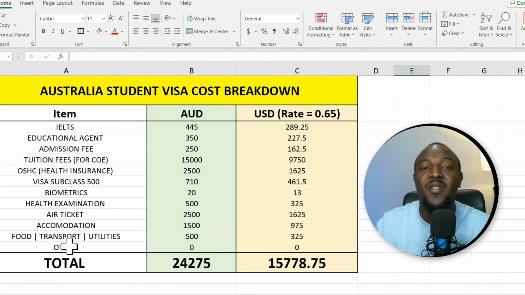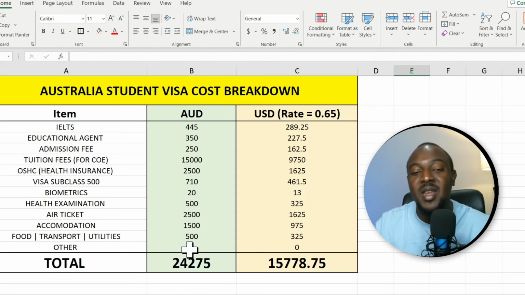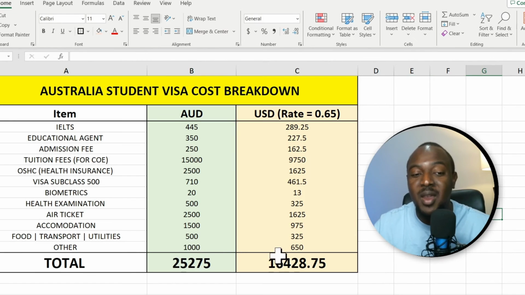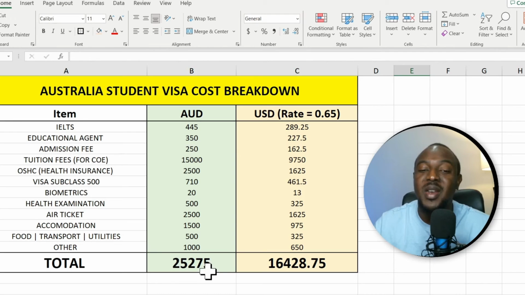And I've got other here. Of course, life is not stable. Even though I've tried as much as possible to list all the expenses you'll be looking at, you never know what sort of expense is going to pop up from somewhere. Okay, so let's say you need at least 1,000 Australian dollars to get you by. So again, on average, you should be looking around 25,275 Australian dollars for you to embark on the journey to coming to Australia to study.